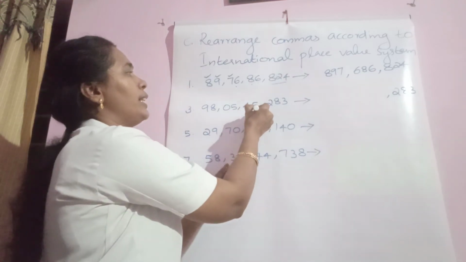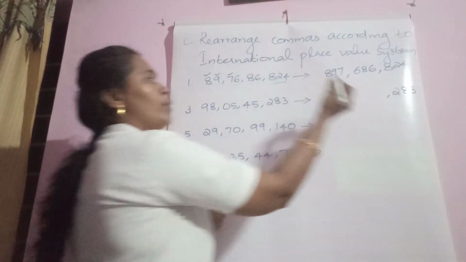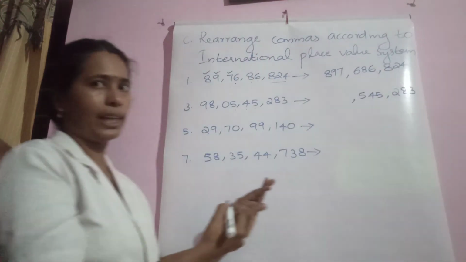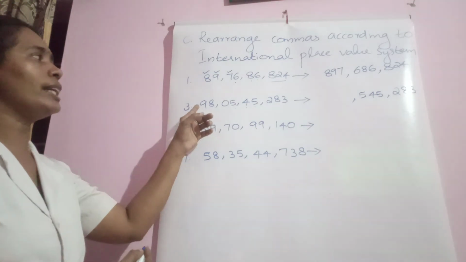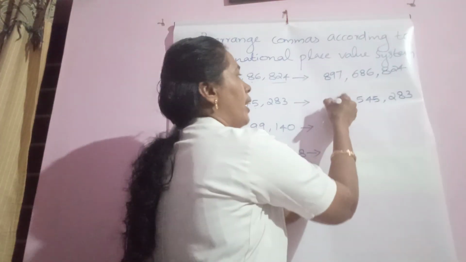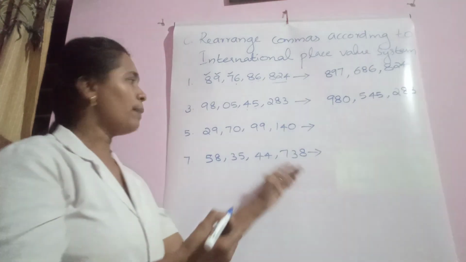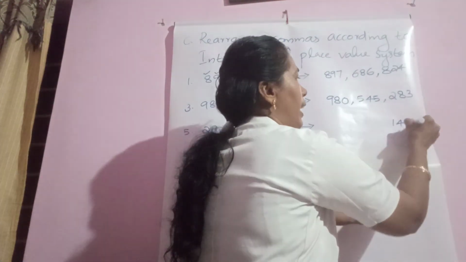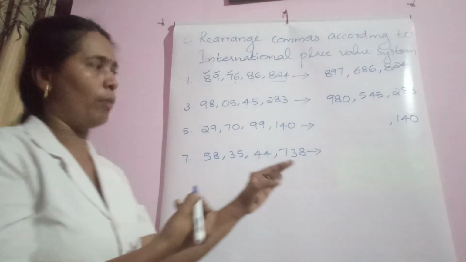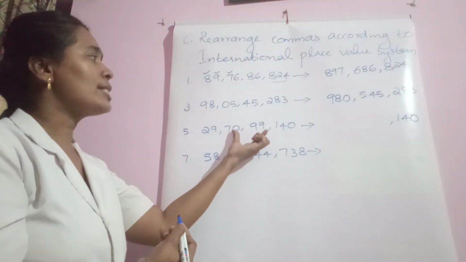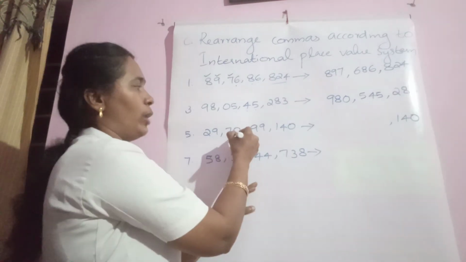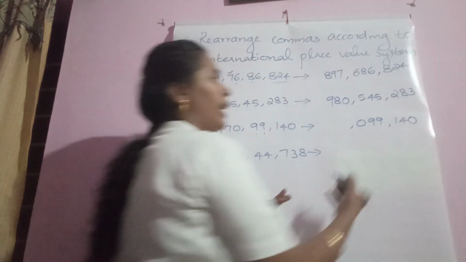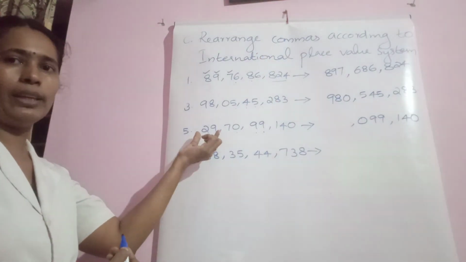Next you count the 3 digits, 5, 4, 5. So write 5, 4, 5 together. Then a comma on your left side. Then which are the remaining digits? 9, 8, 0. Write together. Similarly, the fifth question: 143 together we can consider. Then on the left side put a comma. Next 3 digits are 0, 9, 9. Write together 0, 9, 9. On the left side put a comma. Then which one is coming? 2.